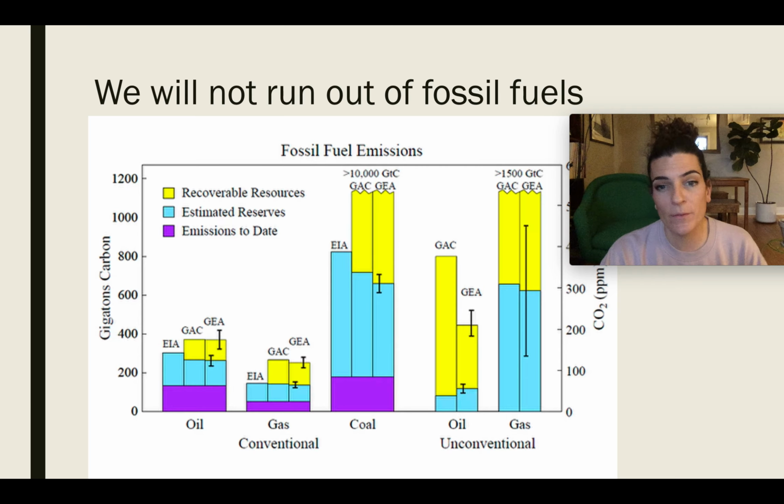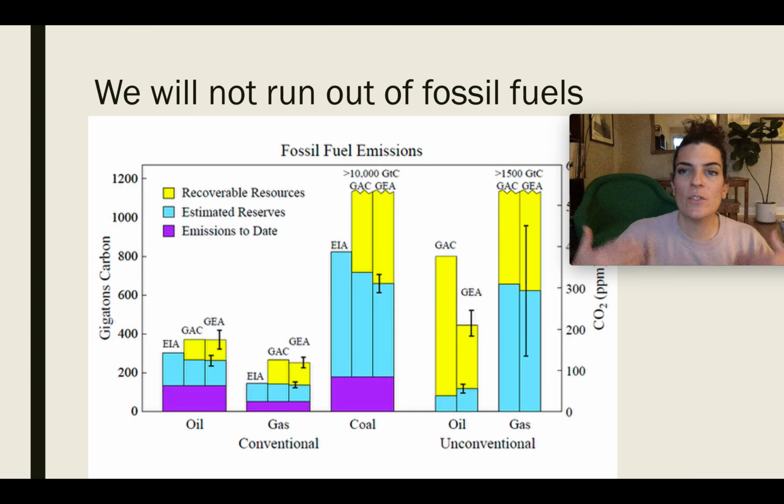And if you switch to unconventional methods, namely fracking or shale oil, you've got a ton of available resources still in the ground, still for use. Something like 50 to 150 or more years' worth left of these various fossil fuels.